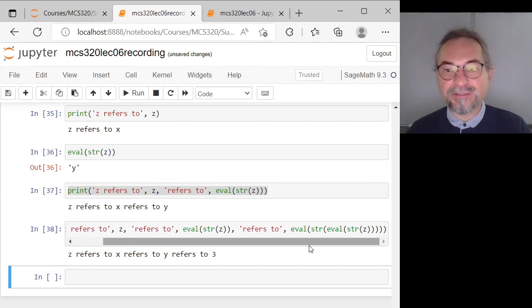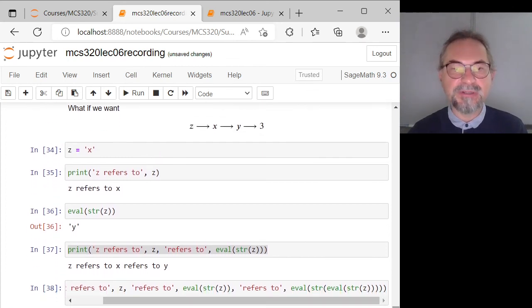So working with shared references is very powerful. Again, we are here only referring to an object, a simple object, a number 3, but one can manipulate more complicated objects indirectly without having to make copies. So we had the relationship z refers to x, x refers to y, and y refers to 3. And this can be computed in one single print statement.